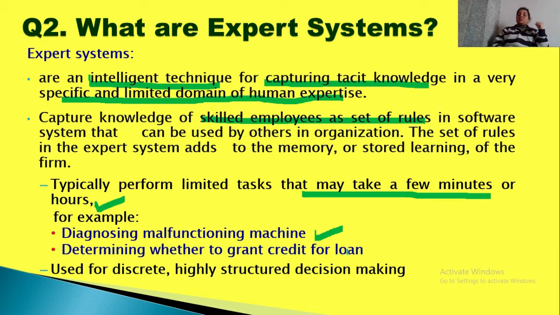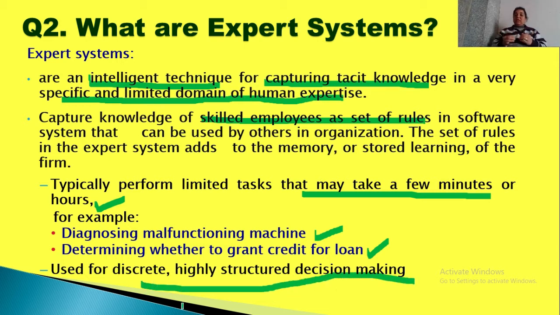Determining whether to grant credit for a loan or not. If you have to credit a loan, an expert system can check if the conditions are true, it can be credited. If it is false, it cannot be credited. So, they are used for discrete and highly structured decision making. As we have seen, highly structured decision making is done at the top level of management. So, basically expert systems are used by the top level management. This also we have to understand.